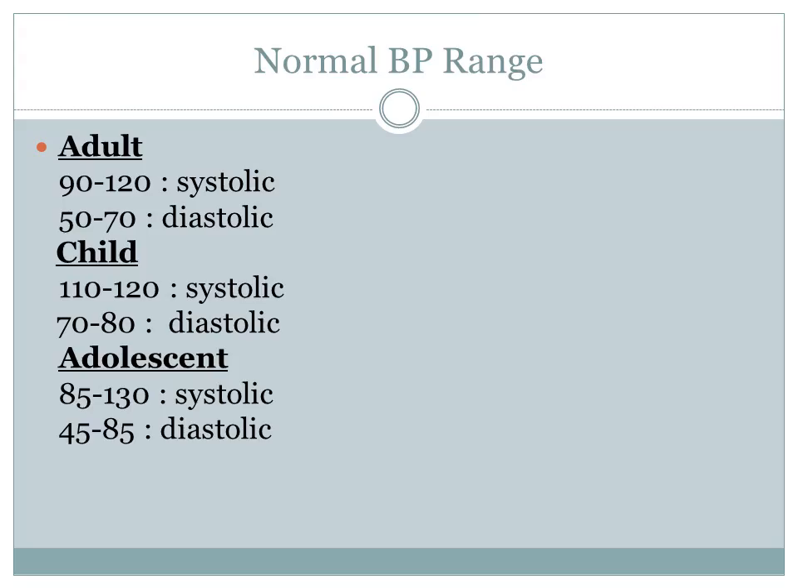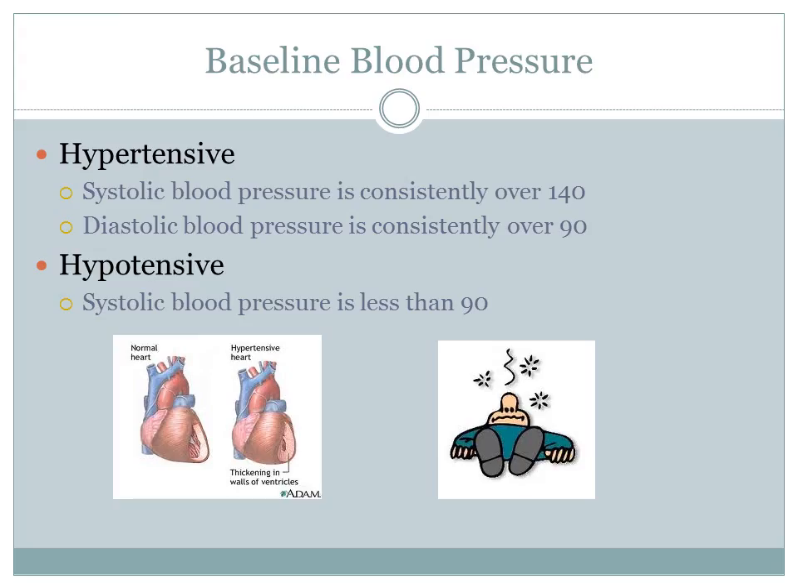Normal blood pressure range: adult 90 to 120 systolic and 50 to 70 diastolic. Child 110 to 120 systolic, 70 to 80 diastolic. Adolescent 85 to 130 systolic, 45 to 85 diastolic. Baseline blood pressure. Hyper means above, so hypertensive: systolic blood pressure is consistently over 140, diastolic blood pressure is consistently over 90. Hypotensive is systolic blood pressure less than 90.